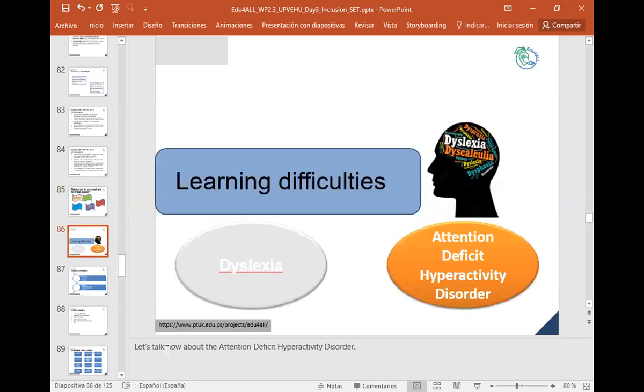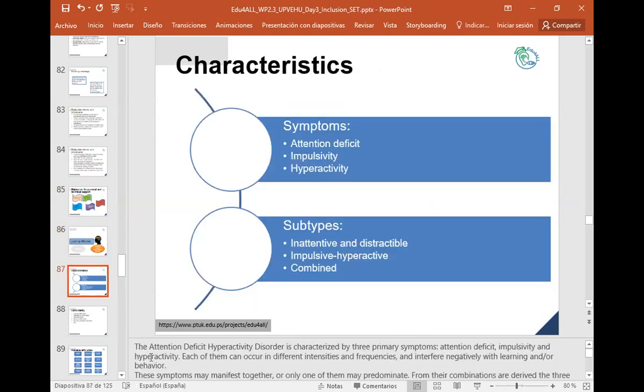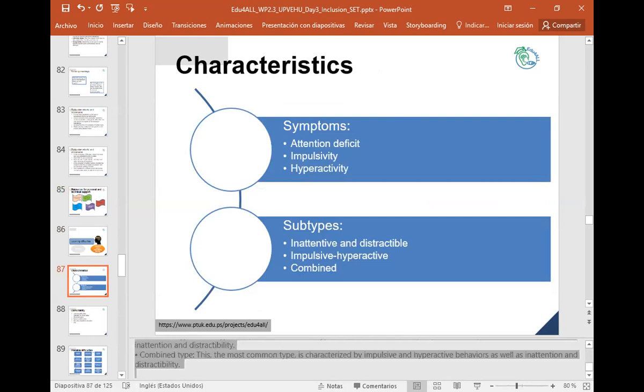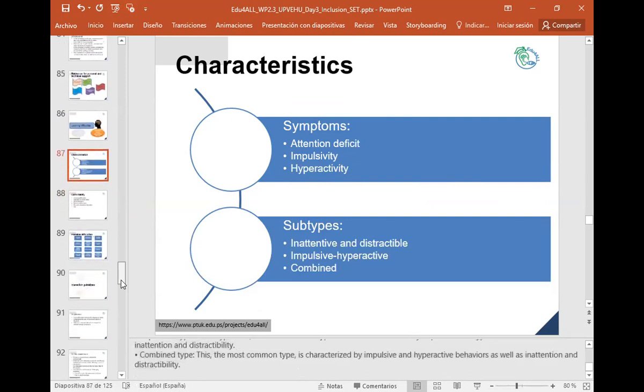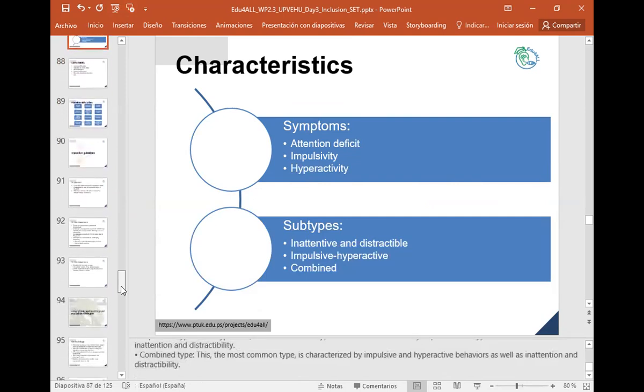Now we are going to talk about attention deficit hyperactivity disorder. The attention deficit hyperactivity disorder is characterized by three primary symptoms: attention deficit, impulsivity, and hyperactivity. Each of them can occur in different intensities and frequencies, and interfere negatively with learning and/or behavior. These symptoms may manifest together, or only one of them may predominate.